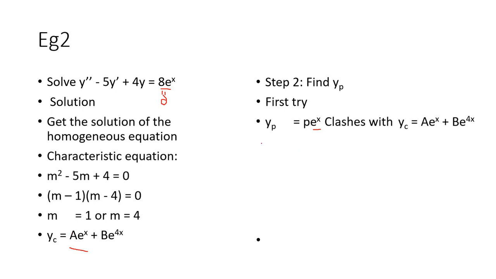We are not going to determine their coefficient. If you want the same coefficient, of course they won't be the same. But if they are the same term, then we say clash. If clash, then you need to multiply the initial guess of the yp by x. After you multiply by x, p x exponent x is not the same, because this is only constant times exponent x. But the first try, if you put p exponent x, will clash with this term. So cannot. If cannot, you need to multiply by x. Okay, the clashing one. Is it clear?